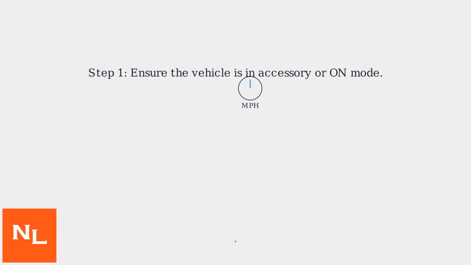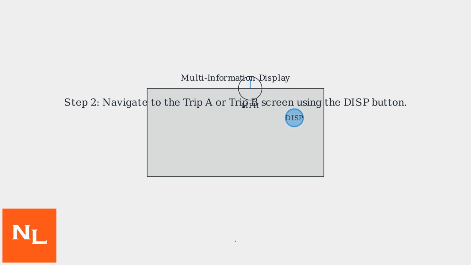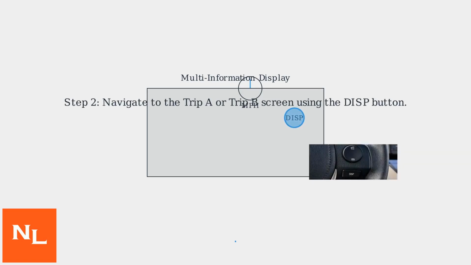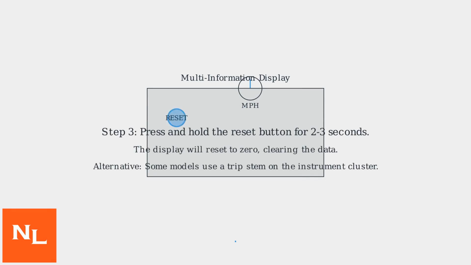First, ensure the vehicle is in accessory or on mode. Next, navigate to the Trip A or Trip B screen using the DISP button. Then, press and hold the Reset button for 2 to 3 seconds. The display will reset to 0, clearing the data. Some models use a trip stem on the instrument cluster instead.